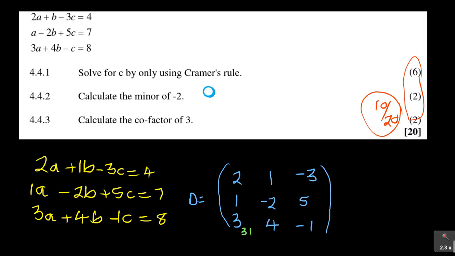Now I hope this was of benefit to you guys. We've come to the end of our lesson, and my aim was just to show you how you go about solving using CRAMER'S rule.